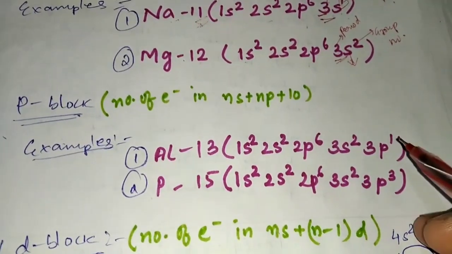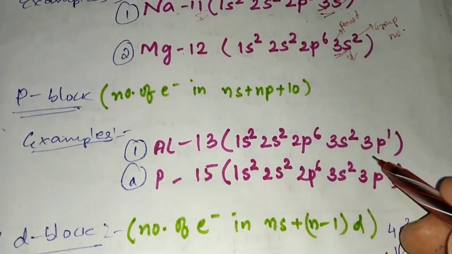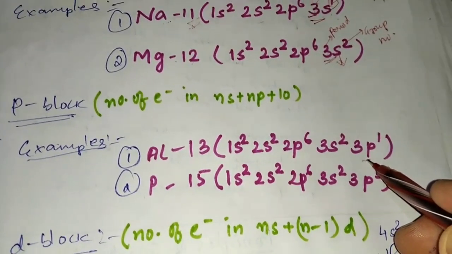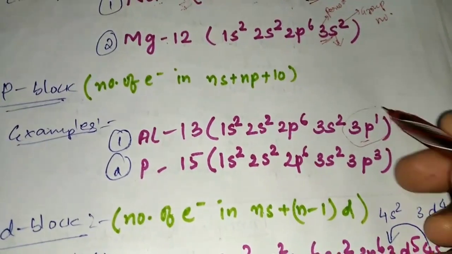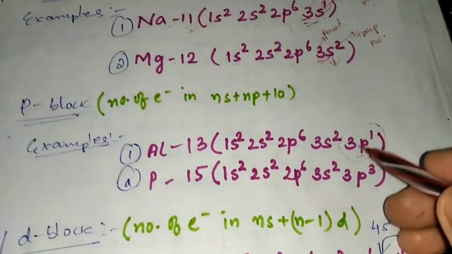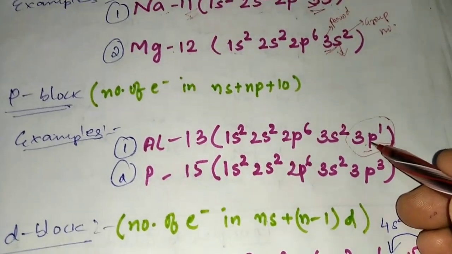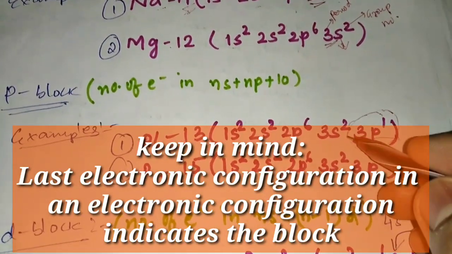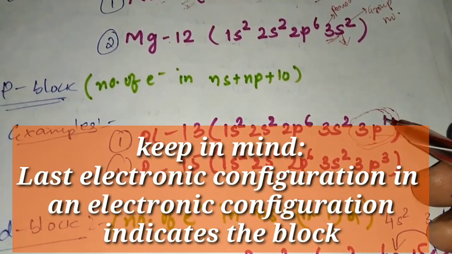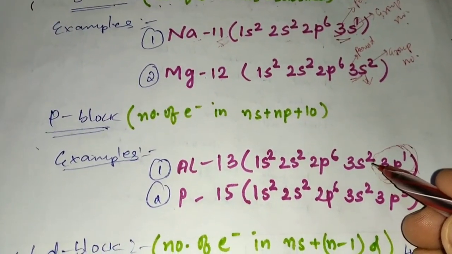So already I told you everyone, how to identify the block: just see the outermost electron, whatever the last configuration it has. In that, the subshell indicates the block. So here the subshell is P, so it becomes the P block. Check the last electronic configuration here. Now coming to the period number and group number.